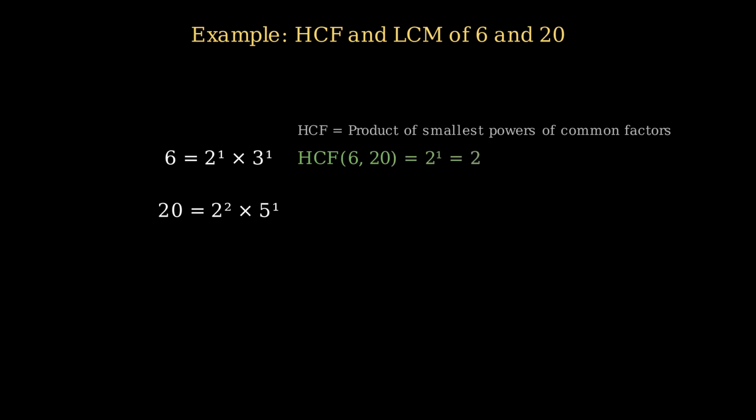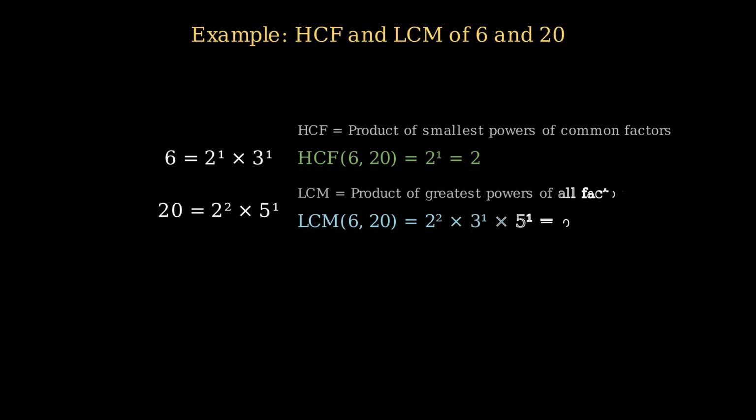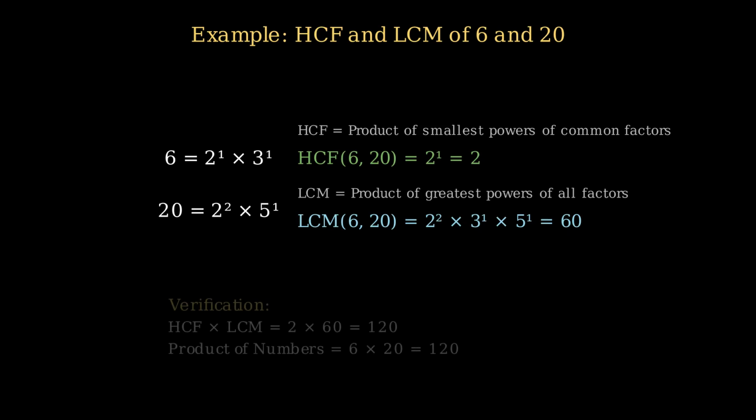HCF is 2. The LCM is the product of the greatest power of all prime factors involved. This gives us 2 squared times 3 to the power of 1 times 5 to the power of 1, which equals 60. Now let's verify the formula. Multiplying the HCF by the LCM gives 2 times 60, which is 120. Multiplying the original numbers 6 times 20 also gives 120. They are equal.